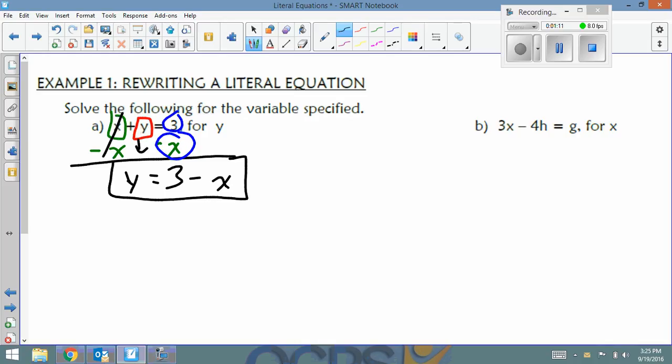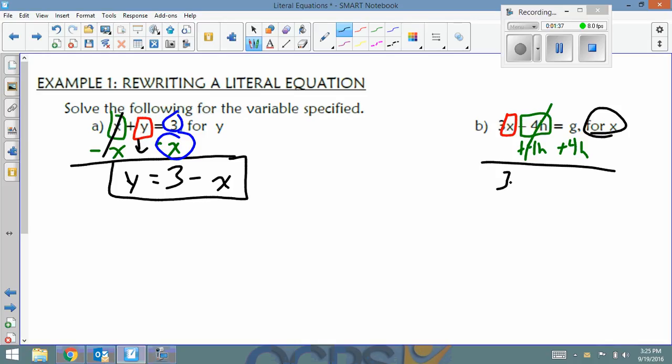Let's look at example B, and it says we're going to solve this equation for x. So that means we are going to keep this x. We want to make sure that that x right there gets isolated. So the first thing we got to do, we got to move what's attached to it. So we got to move this negative 4h. Since it's negative, we got to put a plus 4h underneath it. Whatever I do to one side, I have to do to the other side. So we're going to do plus 4h there as well.